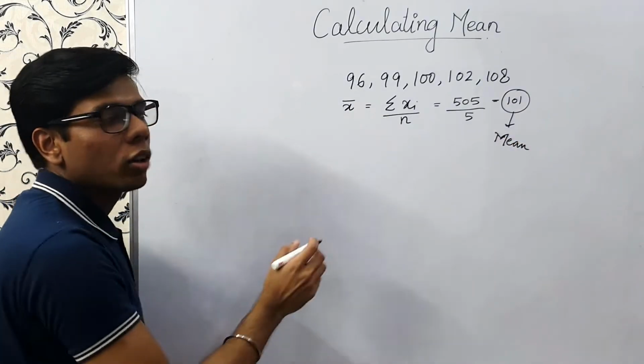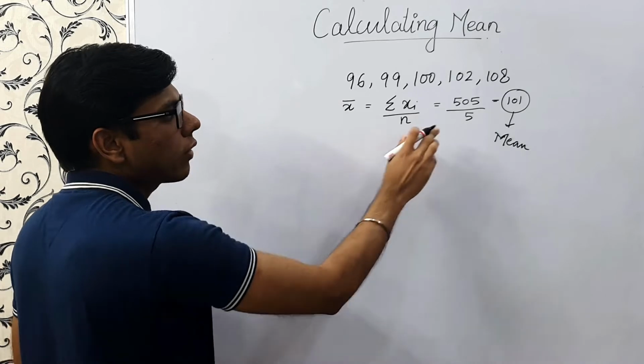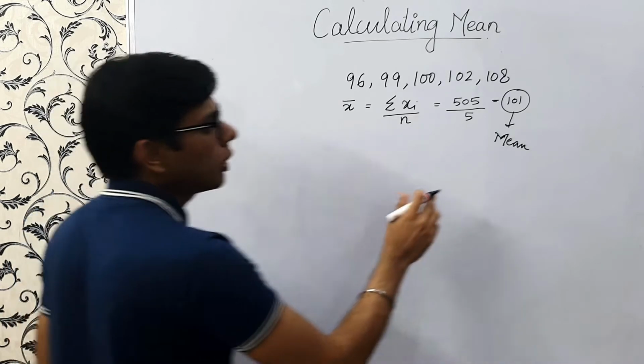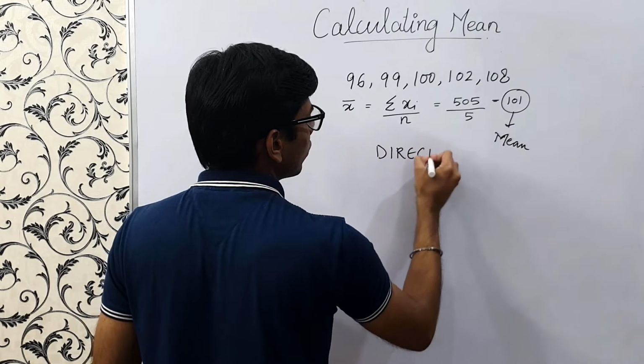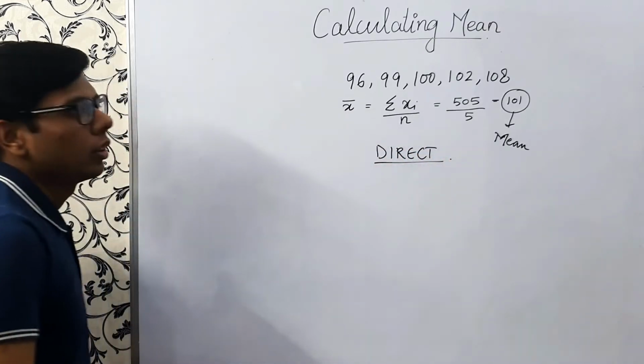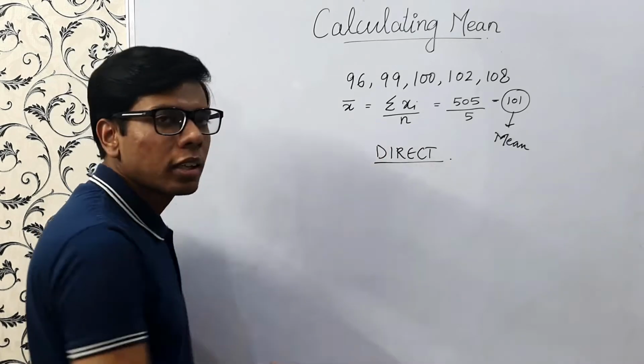And this method of just summing all the observations and dividing it by n without doing any manipulations is known as direct method. Okay, so this method is known as direct method.